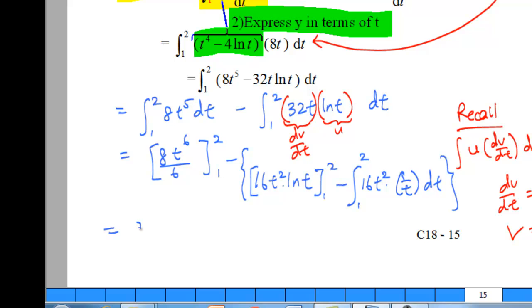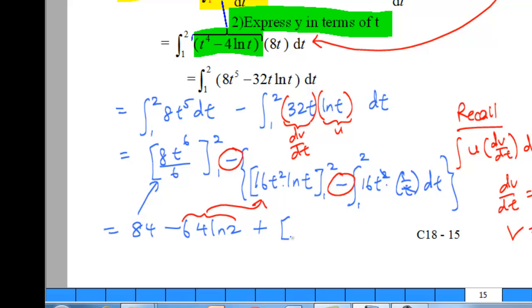we will end up with 84, which came from our very first integral. And we will have 64 ln 2. This 64 ln 2 will come from the 16t squared ln t with limits 1 to 2. Now, these two negative signs will end up with a positive sign here. And when we cancel and simplify, and when we integrate, we will end up with the integration of 16t, which gives us 8t squared. We put in the limit from 1 to 2.